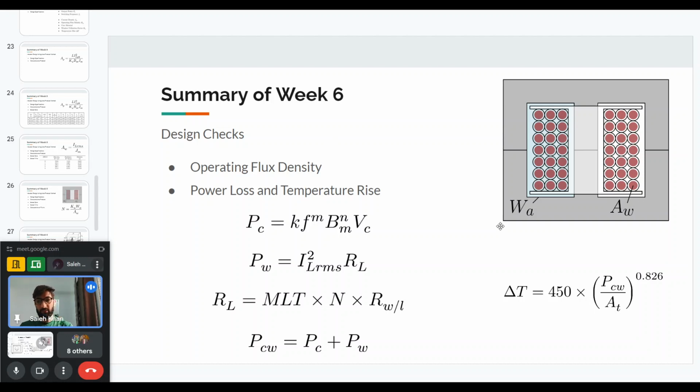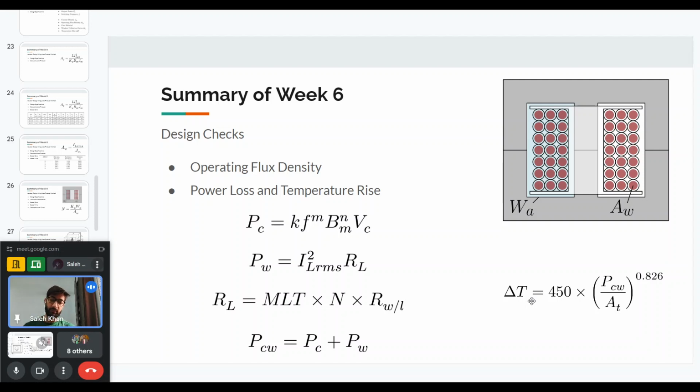And if it happens that the rise is not within the limits, then you have to choose a larger core. A larger core will have a larger surface area, and other things will also change. So it may be possible that the overall loss as well decreases. But usually for a larger core, the temperature rise will then be smaller so that it can fit into your limits. So these design checks are done at the end, after you choose the core.